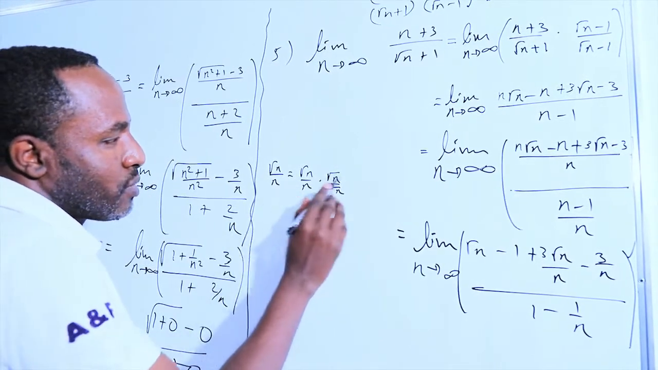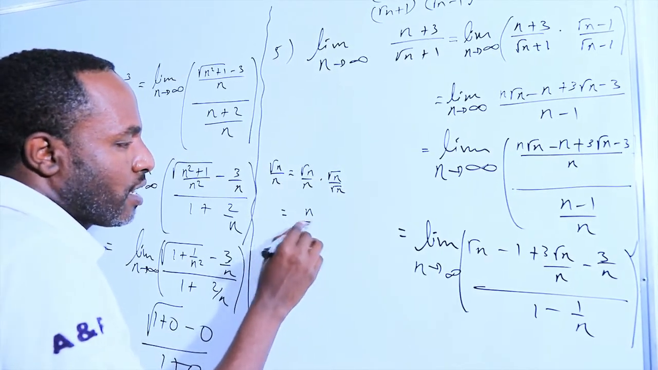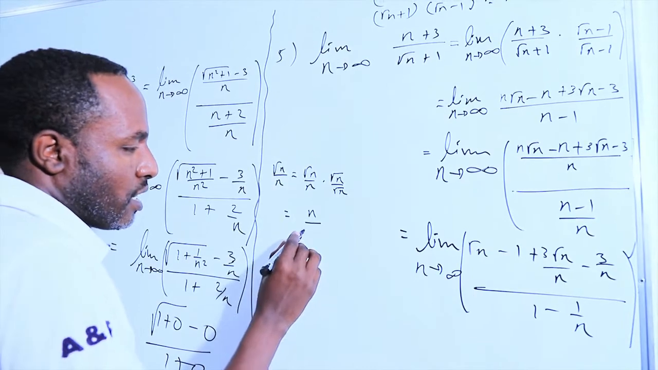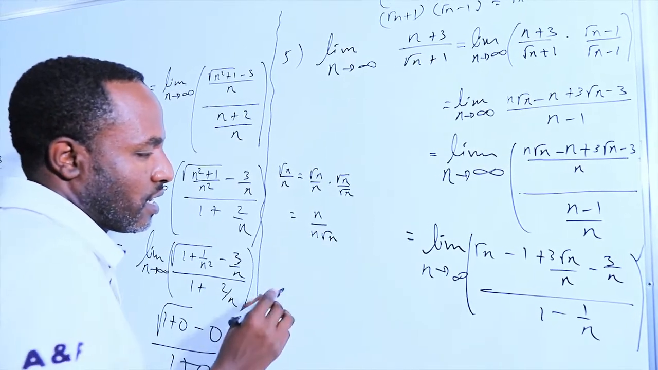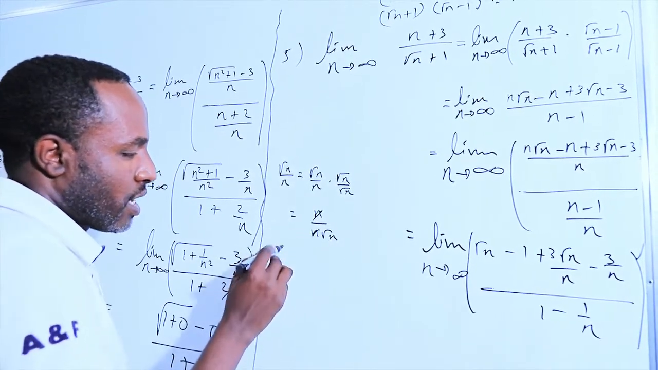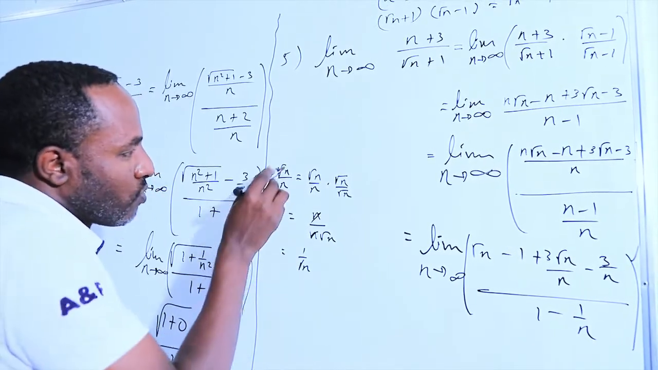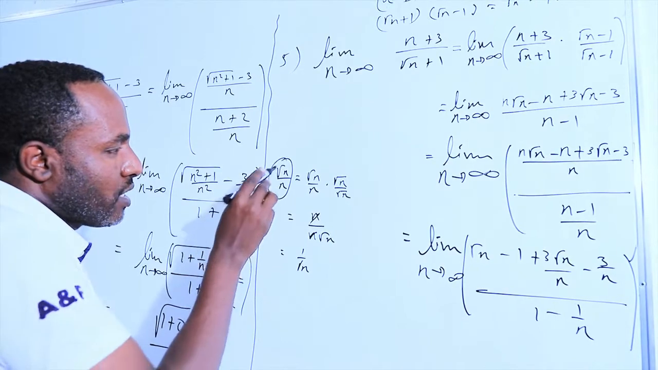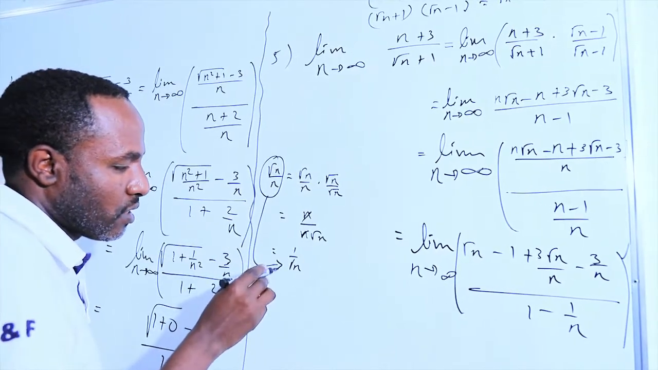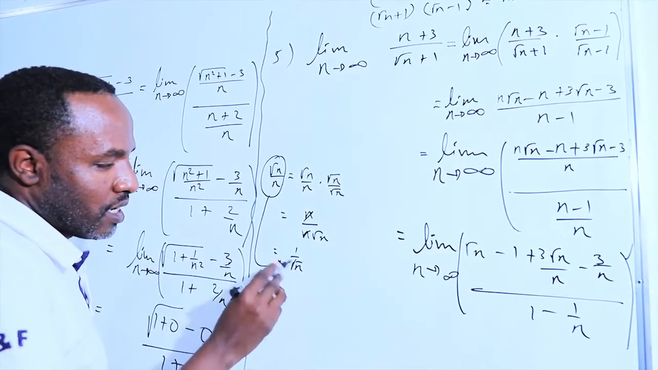So radical n times radical n is simply n, over n times radical n. Therefore this n by n cancels out. The result is 1 over radical n. Therefore radical n over n is exactly equal to 1 over radical n.